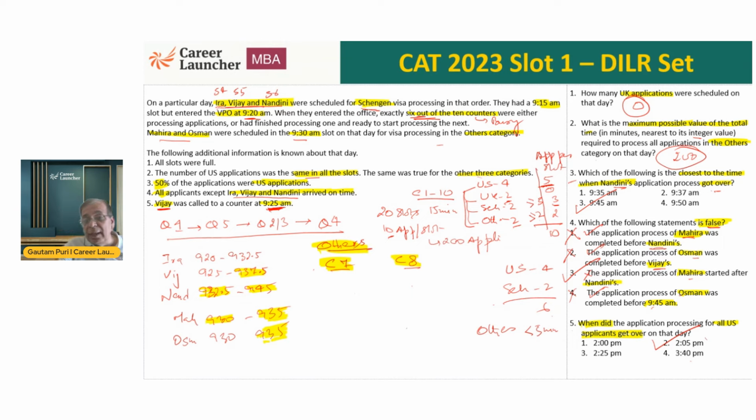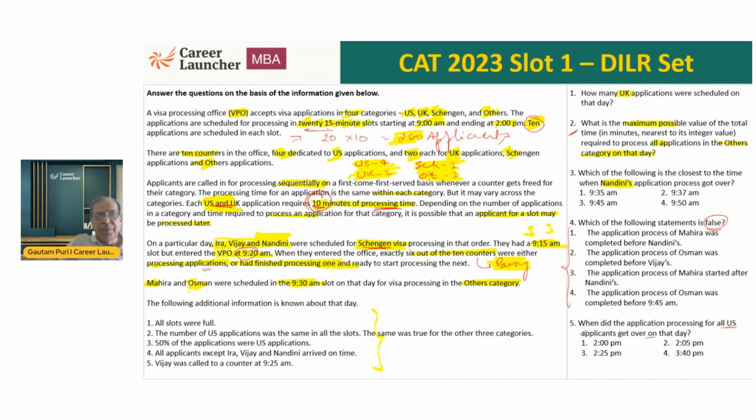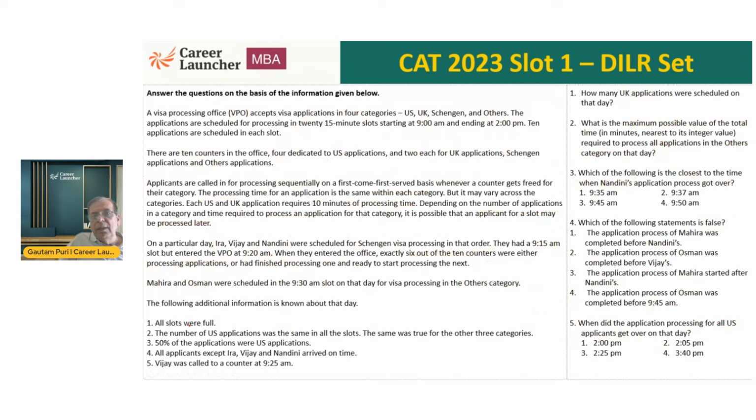Now again, I want to highlight one simple fact. If you look at this data, the sequence in which you should attempt the questions, this is my priority one. You start with question number 1, go to question number 5, because as far as the US applications are concerned, I have the full data, I can do this. So start with question number 1 and 5, and then you will do either question number 2 or 3, and then you will go to question number 4. This is the sequence which should have been attempted.